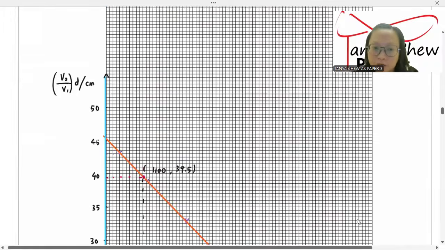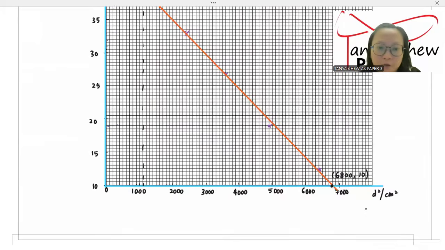So remember, for the gradient, you have to draw this triangle. For the examiner to see, the triangle must occupy at least half of your straight line. That is why it is suggested that you draw as large as possible. Your x1, y1, and your x2, y2 are separated by a far distance on the straight line.